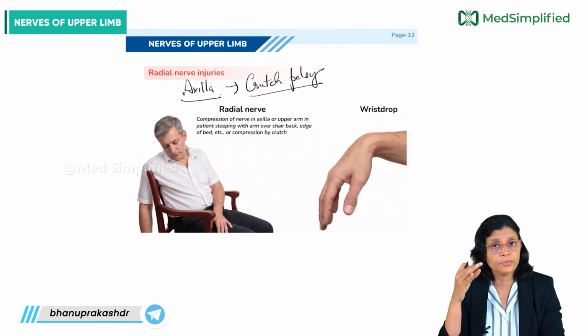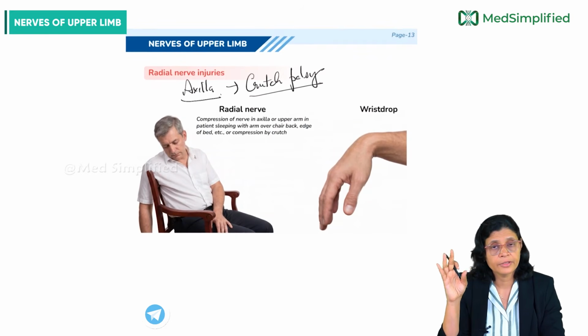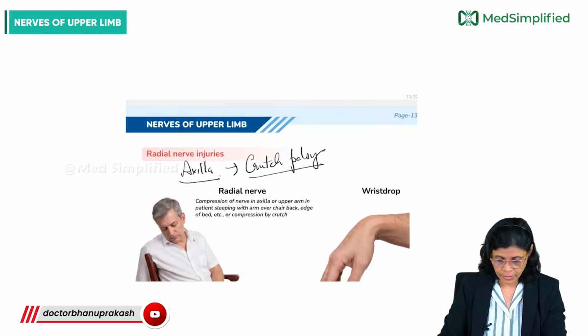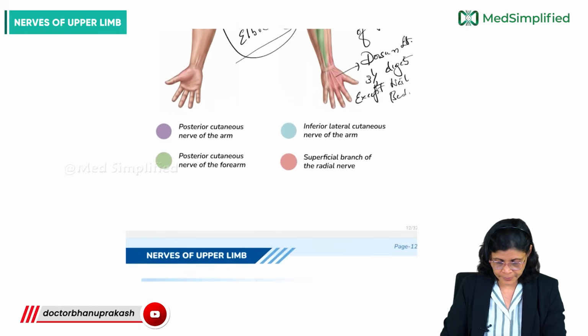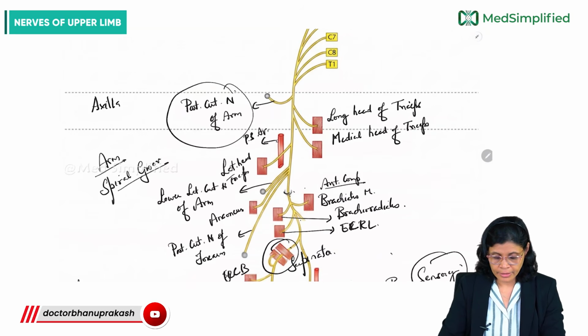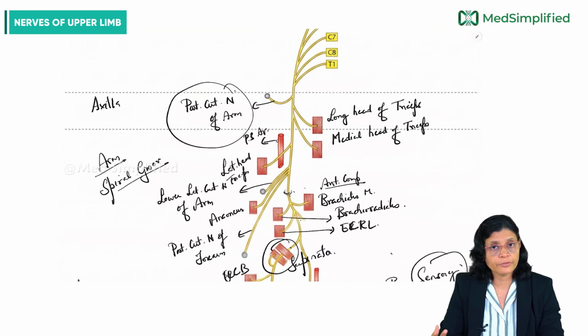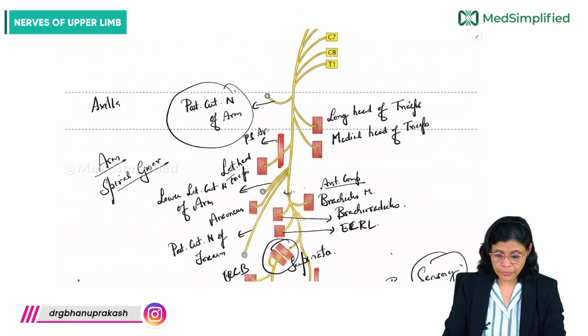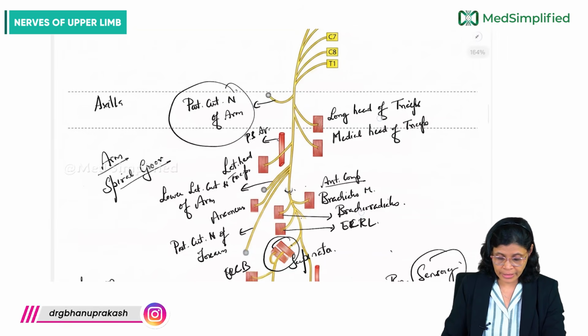Now in the axilla, what were the branches given by the radial nerve? The radial nerve gave one cutaneous branch, the posterior cutaneous nerve of the arm, and it also gave 2 muscular branches, mainly to the long head of triceps and sometimes to the medial head of triceps too. So that was the main thing. So what happens here now?